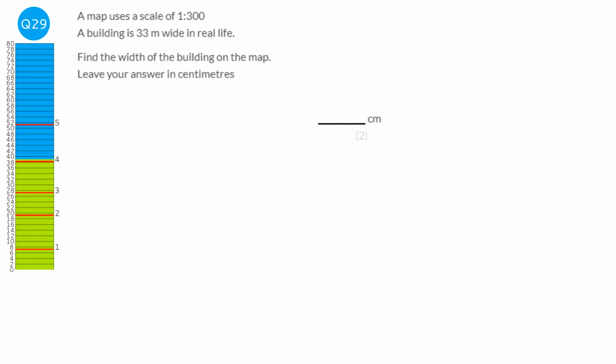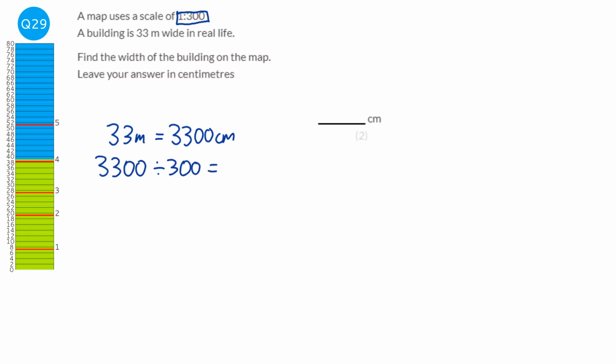I'm going to start by working out what the width of the building is, in centimetres. So it says 33 metres, and I'm going to convert that into centimetres by multiplying by 100. Now when it says it has a scale of 1 to 300, it means 300 in real life is 1 on our map. So all I need to do is divide it by 300 to find out what it's going to be on our map. So we'll just divide that by 300 and I get the answer of 11. So it's going to be 11 centimetres on our map.